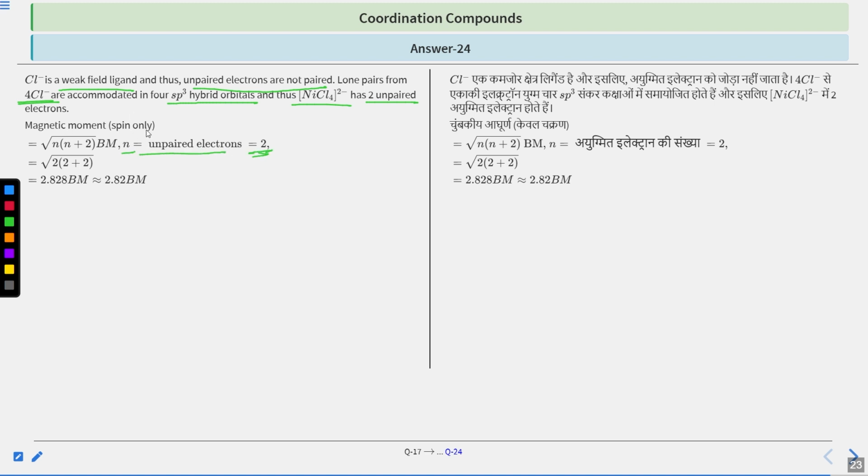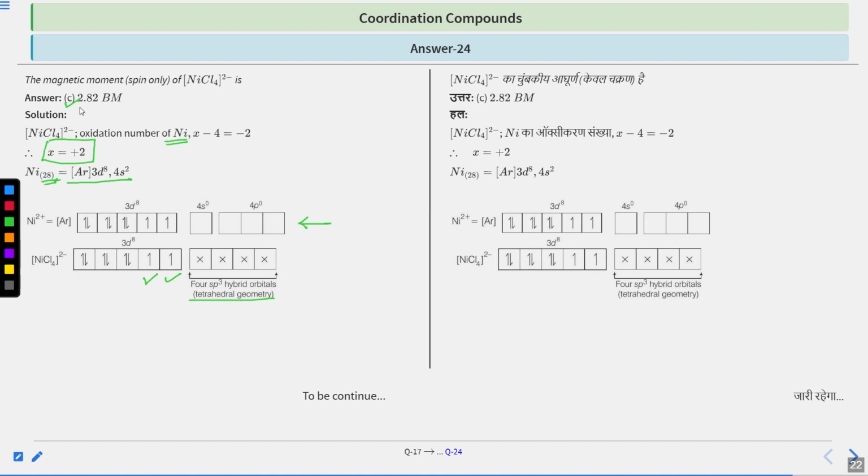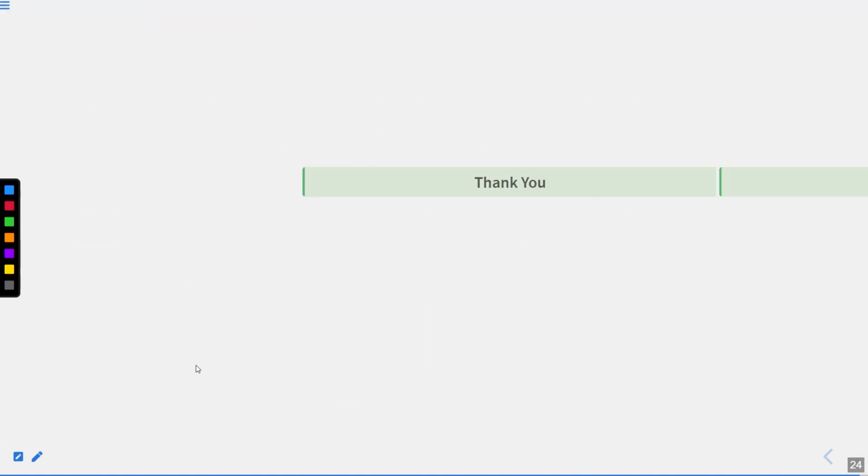Magnetic moment spin only will be calculated as under root n times n plus 2. n is the number of unpaired electrons, so it will be 2. So 2 times 2 plus 2, that means 2 times 4, that means under root 8, which is having a value of 2.828 BM, which is equivalent to 2.82 BM. Right? And thus our correct option is option C. Okay. Thank you.